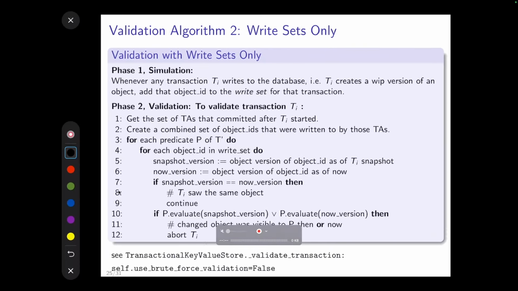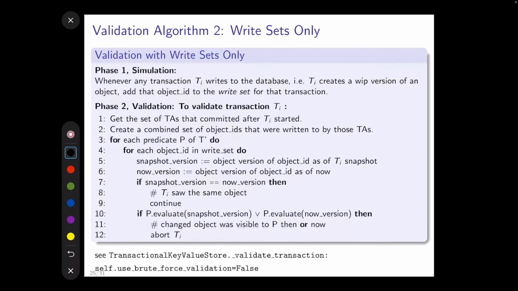And then the second method is, here you do the same for each predicate. So that's a different idea here. You get the transactions that committed after TI started. How do I do that? How do I do the transactions that started after myself? No, not started, that committed after I started. That's committed after TI started. That's the right thing.